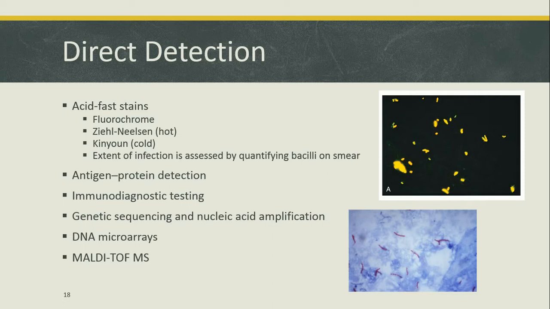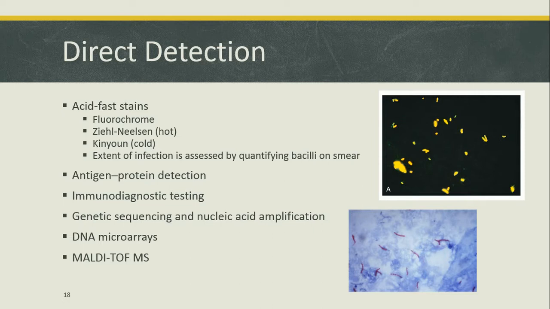And then of course your fluorochrome requires a fluorochrome dye. There are other ways too. We've got antigen protein detection, immunodiagnostic testing. You can do genetic sequencing and nucleic acid amplification, DNA microarrays, and MALDI-TOF.